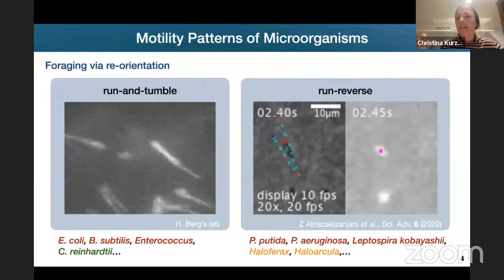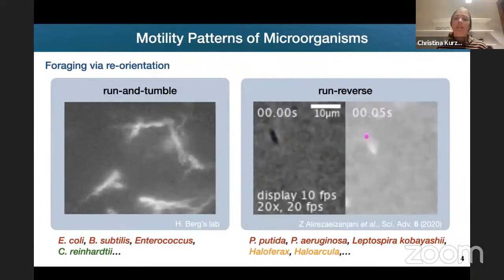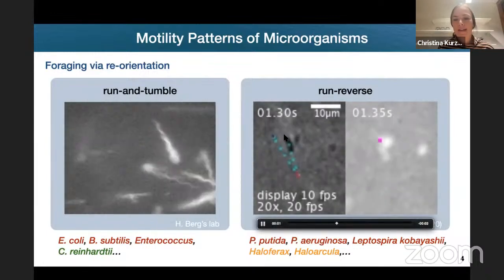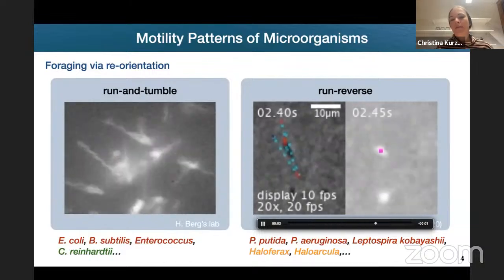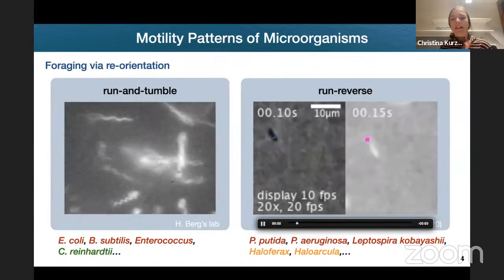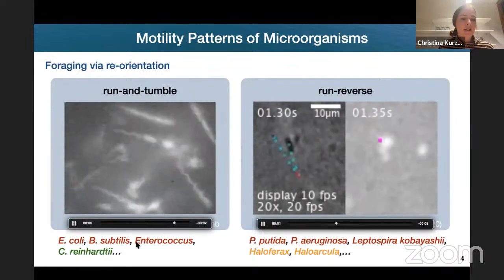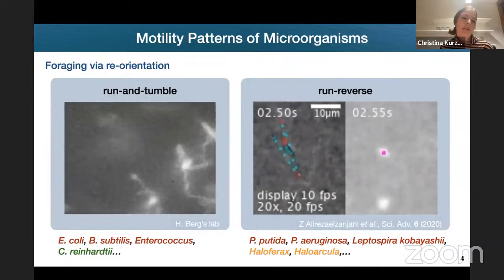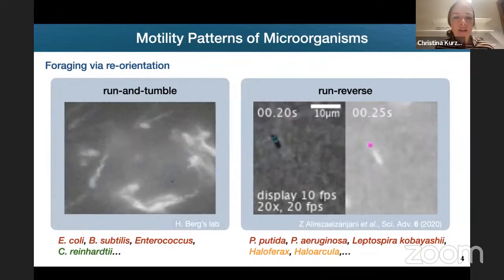But you should know that there are also many other microorganisms that employ different types of reorientation mechanisms. Here you can see one where the cells perform this run-reverse motion. They move straight, they change orientation most likely because of some rotational diffusion, and then they reverse and move backward. Here in color, you can see species that belong to bacteria, to eukaryotes, but also to the class of archaea.